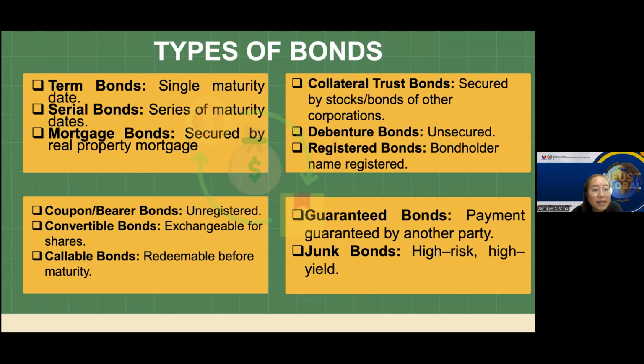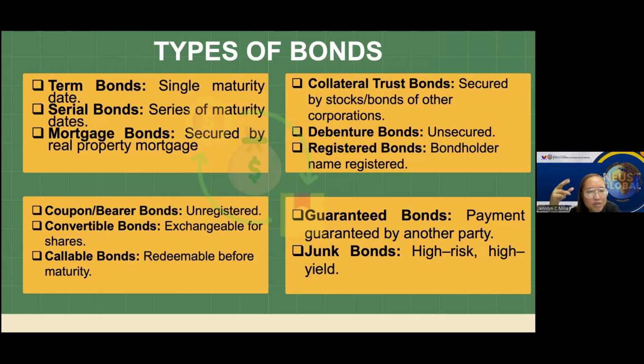Mortgage bonds are backed by real estate or property as security. Example, a bond secured by a company's office building. Collateral trust bond. It is backed by stocks or bonds of other companies. Example, a bond issued by company A secured by shares in company B. Debenture bonds. These are unsecured bonds, meaning they have no collateral. Government bonds rely on trust in the government's ability to pay.